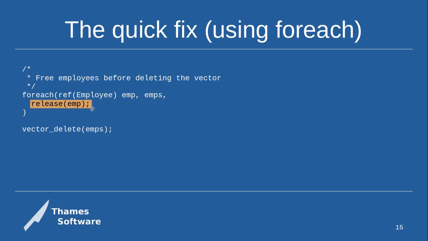So you can use the underscore brackets thing to access the data of that emp structure. And then when you're done with it, vector delete. So this would be a quick way of freeing each of those employees from the vector before you finally delete it.